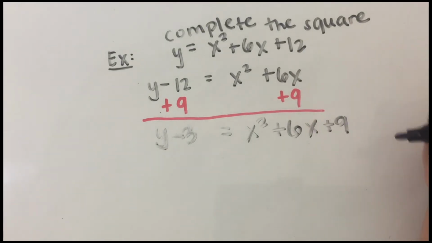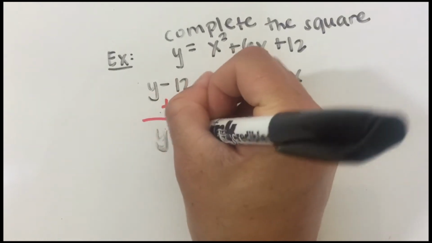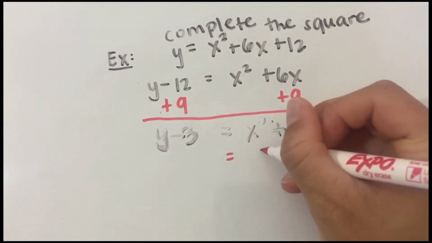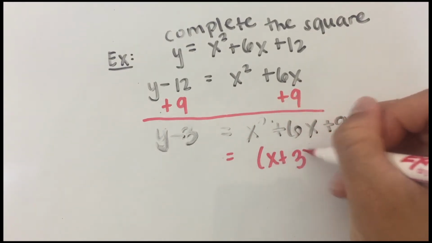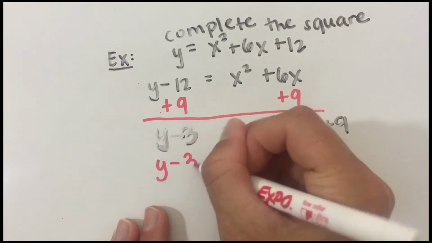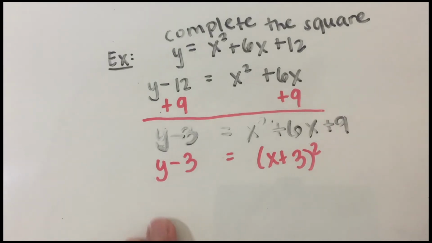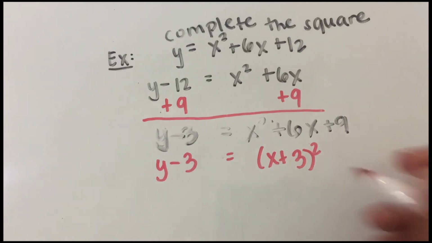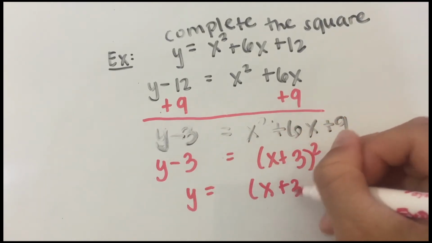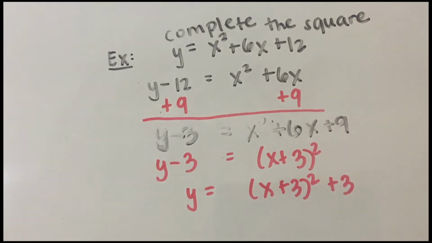So now I have y minus 3 equals x squared plus 6x plus 9. And now I'm going to factor this side, so this will become x plus 3 squared. And on my left hand side I have y minus 3. So my last step will be to add 3 to each side. And I will get y equals x plus 3 squared plus 3.